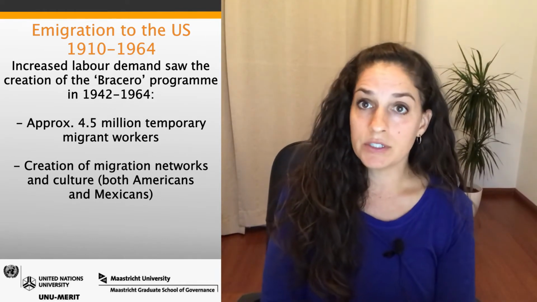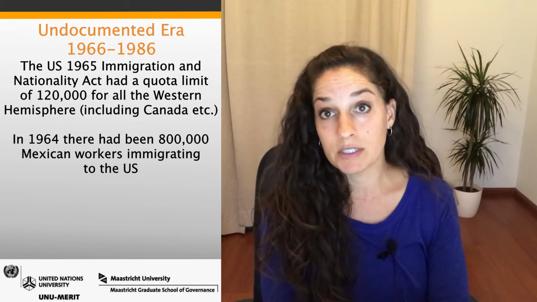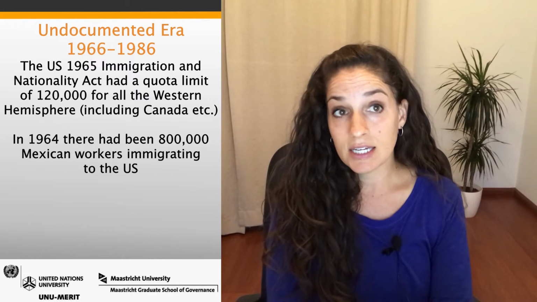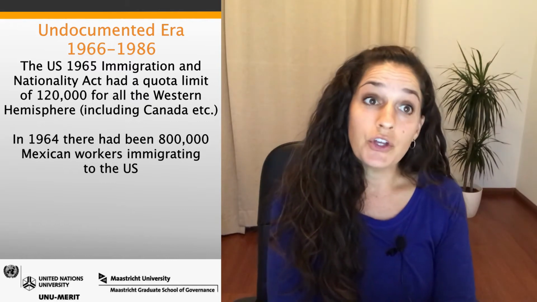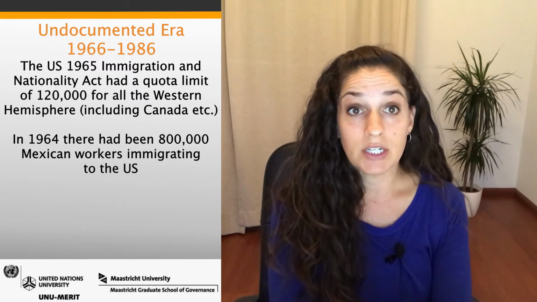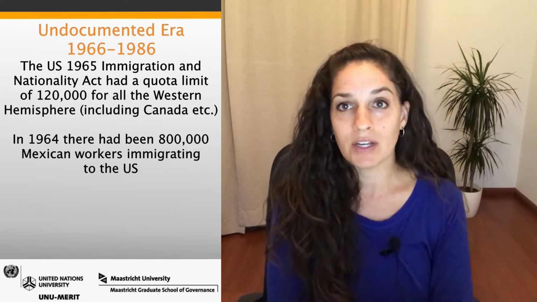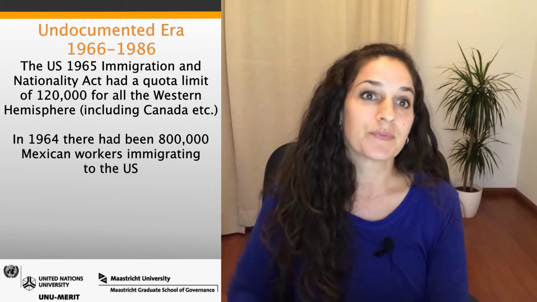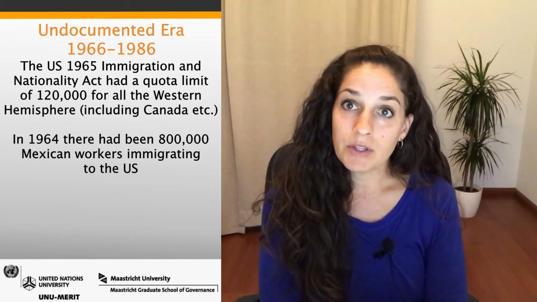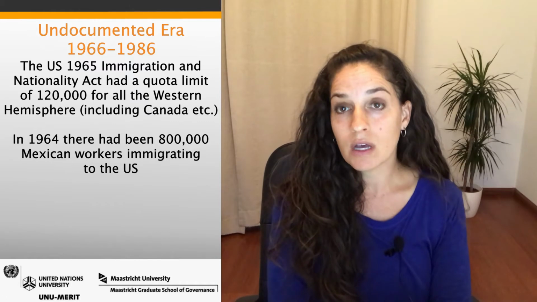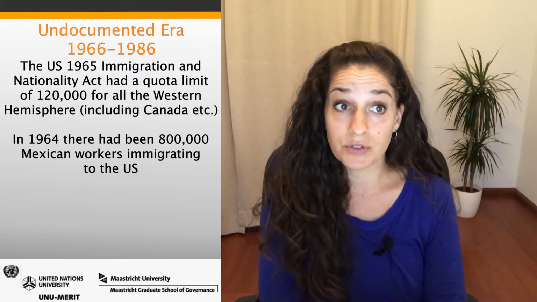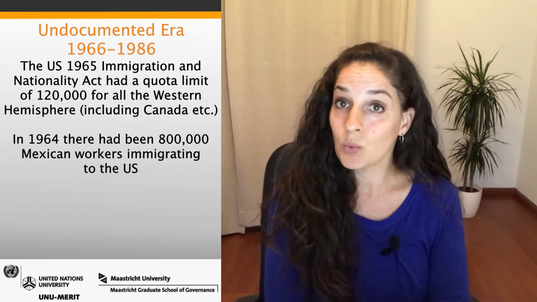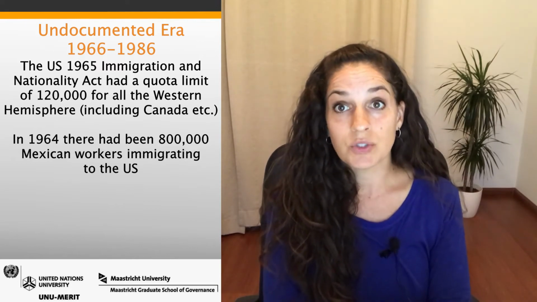So let's talk about the era of undocumented migration. So this was really between 1966 and 1986. In the US 1965 Immigration and Nationality Act that I've also talked about in my video on the US, if you're interested in that, you can check out the link above. This is the first time that the US actually had quotas on people coming from the Western Hemisphere. And that meant that for the first time, Mexicans were subject to quotas, which they were not previously.